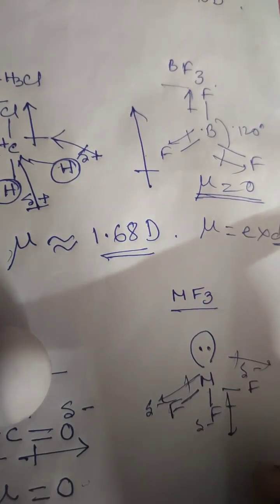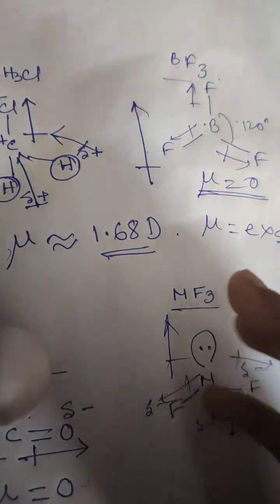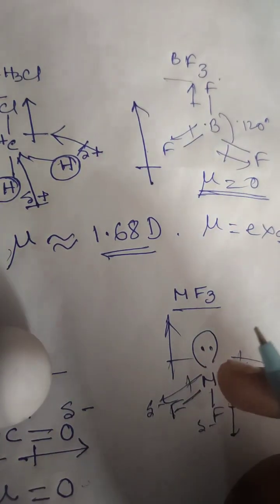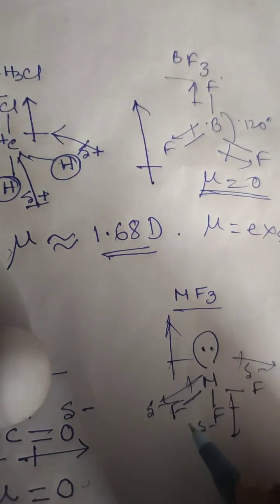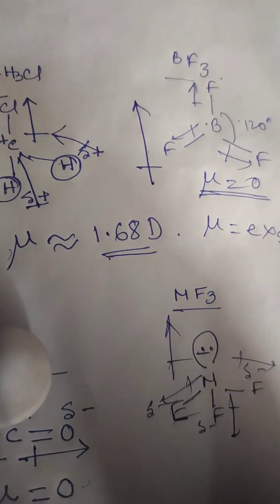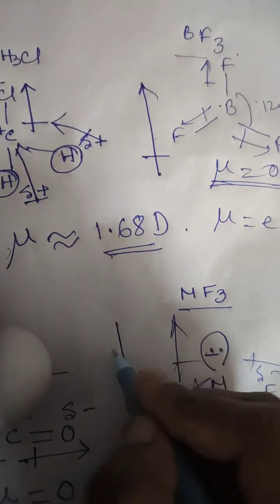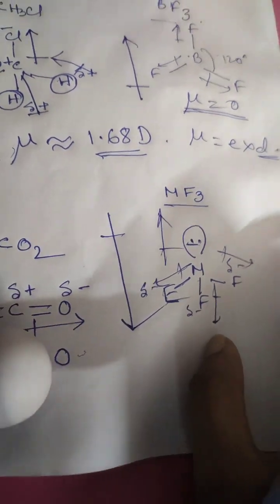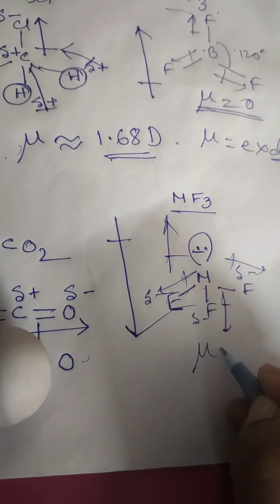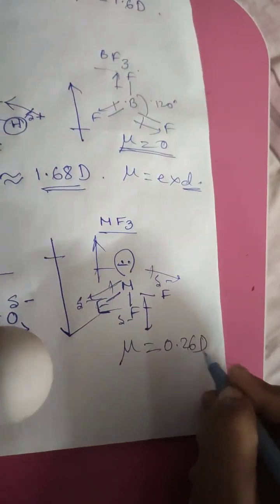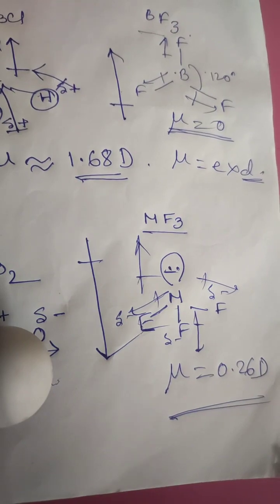And we also have the lone pair, an electronegative lone pair. So its dipole moment goes in the upward direction, but between fluorine and lone pair, in the comparison of electronegativity, fluorine is more electronegative than the lone pair. So the net dipole moment goes in the downwards direction. So its dipole moment value is maybe 0 point something, mu equal to 0.26 D. So this is our NF3 dipole moment value.